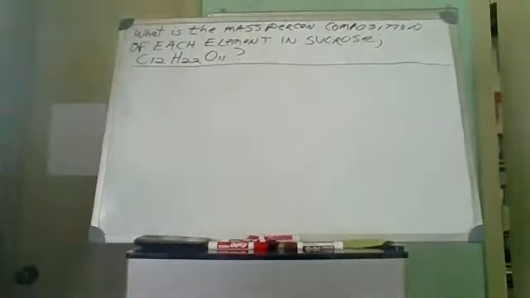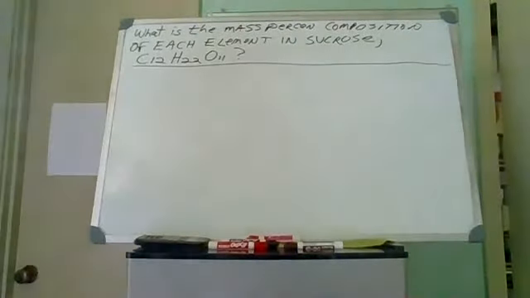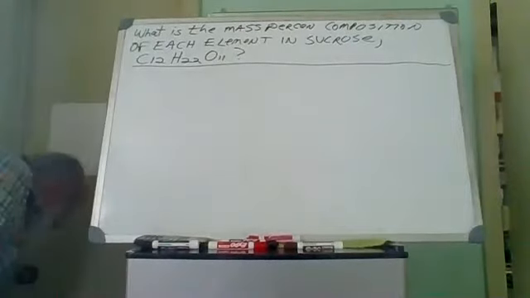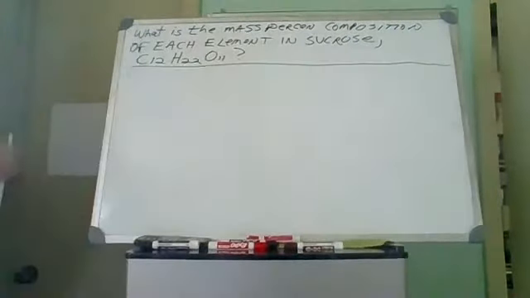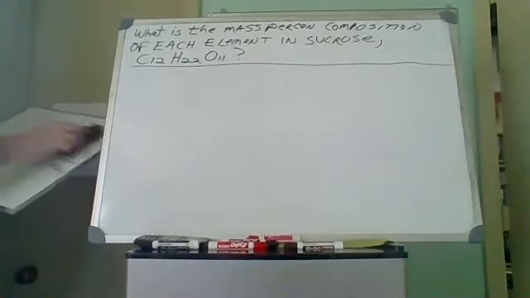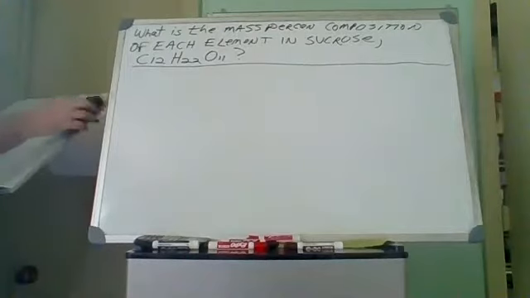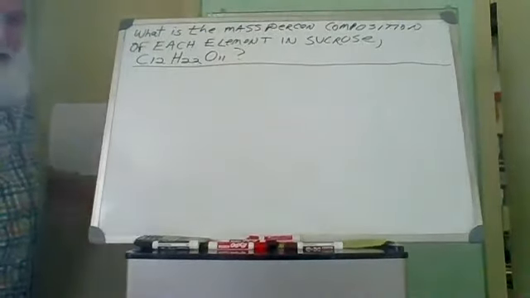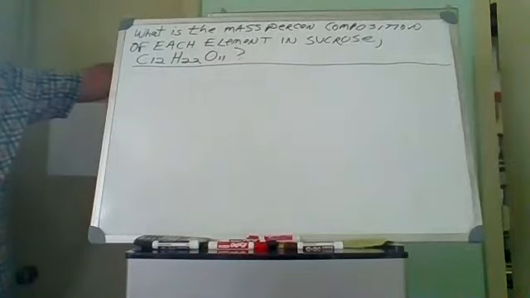So sucrose is the sugar, I believe, in a packet of sugar that you get in a restaurant. Of all the chemicals produced in industry every year, sucrose is one of the compounds with the highest production rate. How many millions of tons of sucrose are produced every year, as you can imagine.